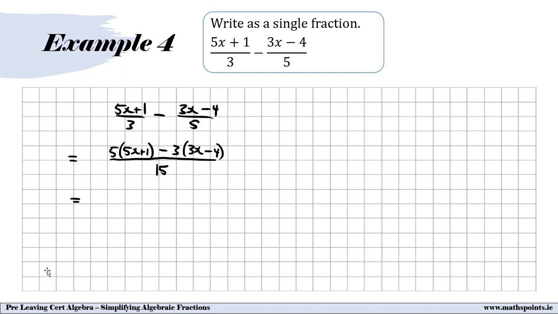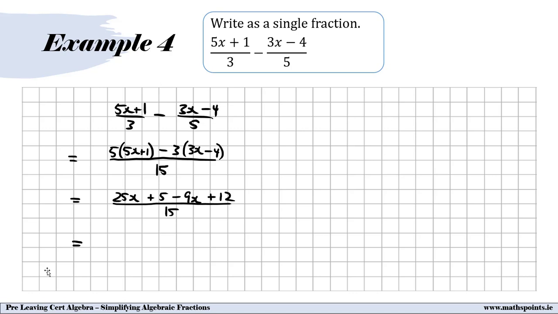On the next line I'm going to multiply out the brackets, so 5 by 5x is 25x, 5 times 1 is 5, minus 3 times 3x is minus 9x, and we need to be really careful with the next bit. Minus 3 times minus 4 is plus 12. So a minus multiplied by a minus is a plus. And this is all over 15.